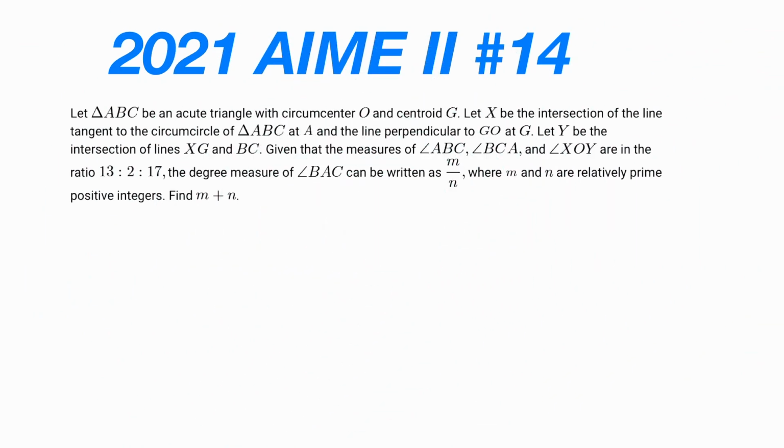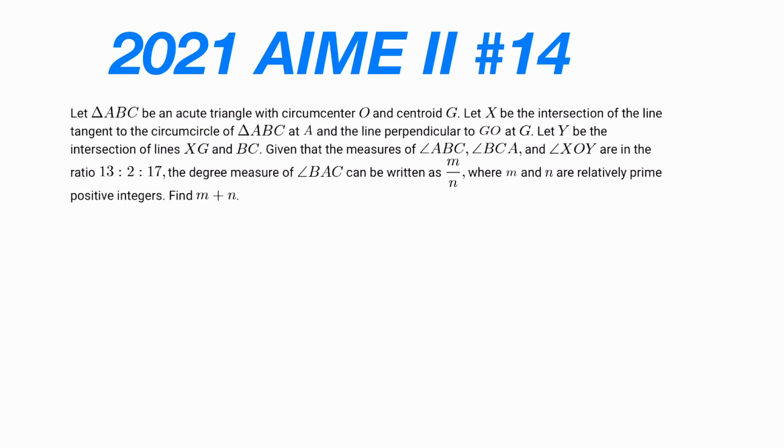In today's episode of Interstigation, we'll go over 2021 AIME 2 number 14. So in this problem, it states, let triangle ABC be an acute triangle with circumcenter O and the centroid G. Let X be the intersection of the line tangent to the circumcircle of triangle ABC at A and the line perpendicular to GO at G. Let Y be the intersection of lines XG and BC.